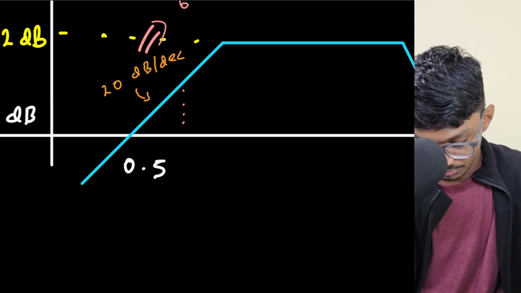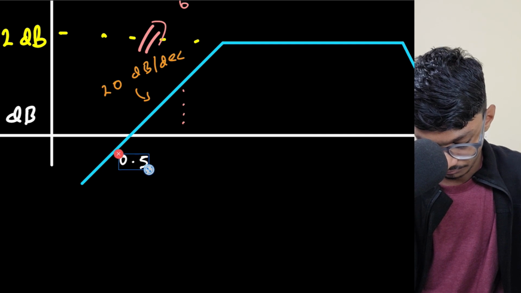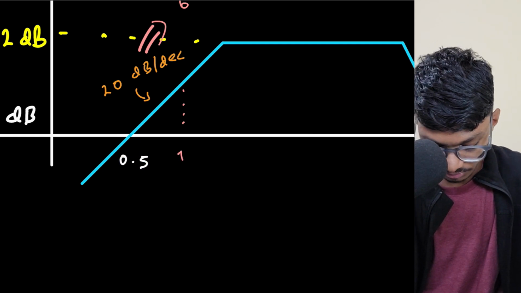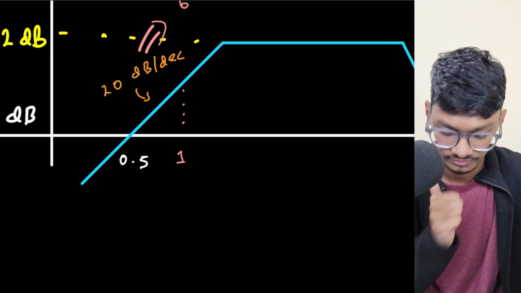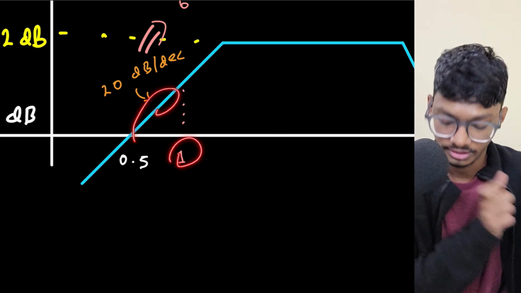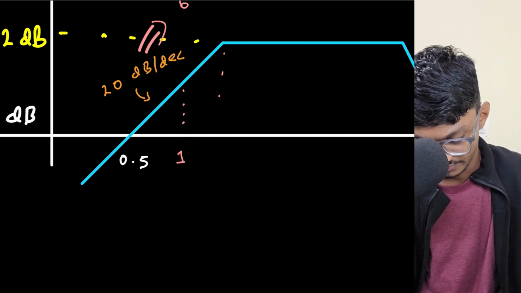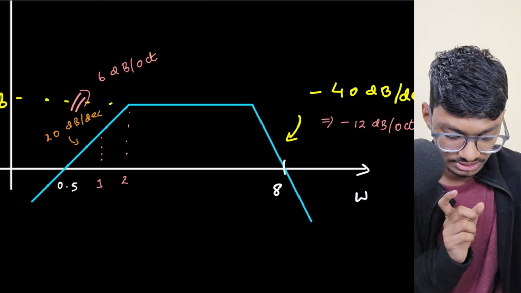Let's say this is 1. Obviously, an octave means 2 times the previous frequency. So as I move here, the magnitude will become 6. Another octave I moved, the magnitude will become 12. Very simple. Now here what is happening?